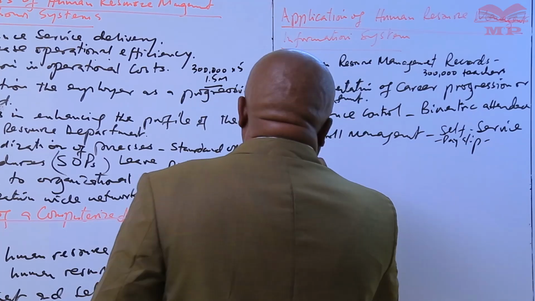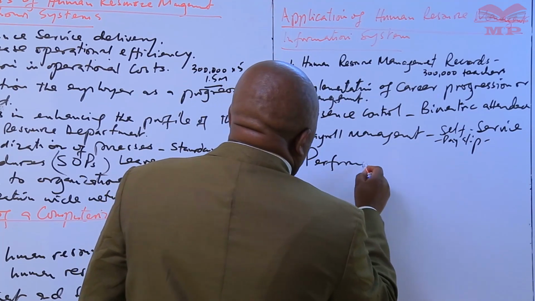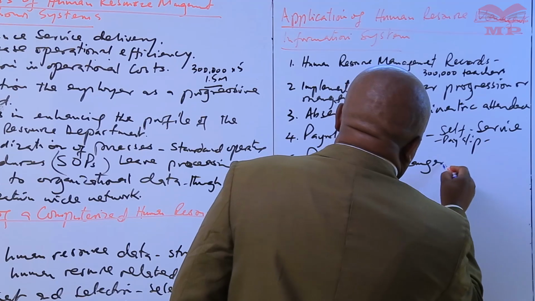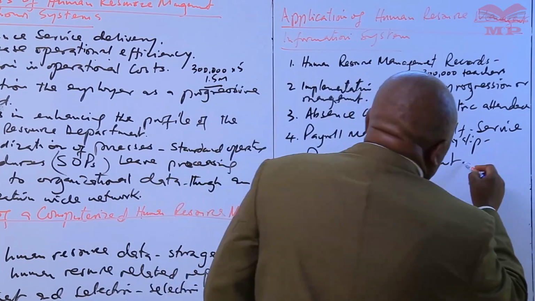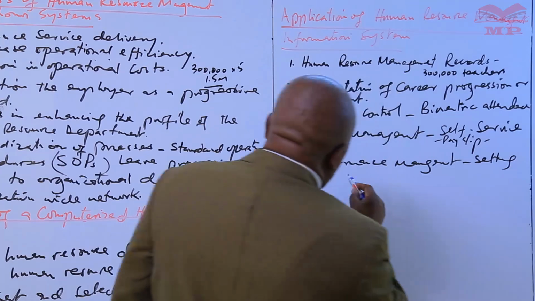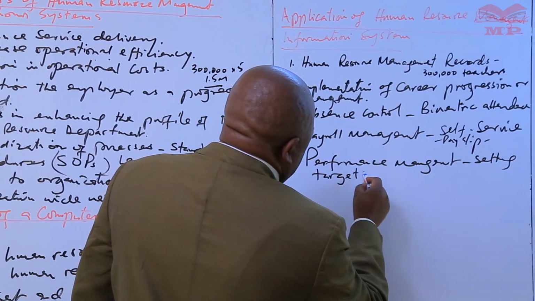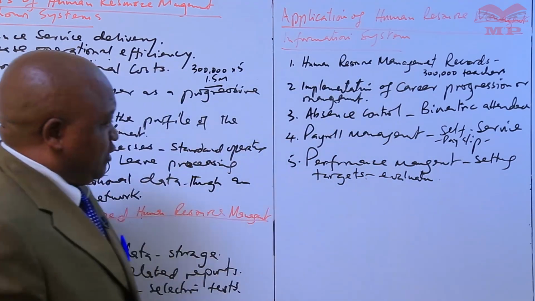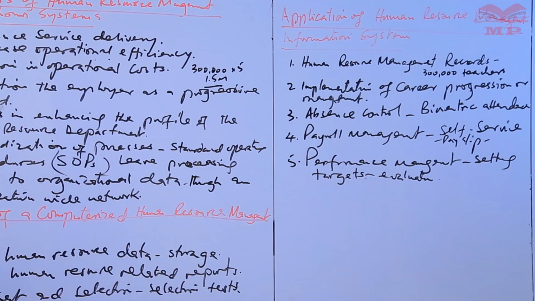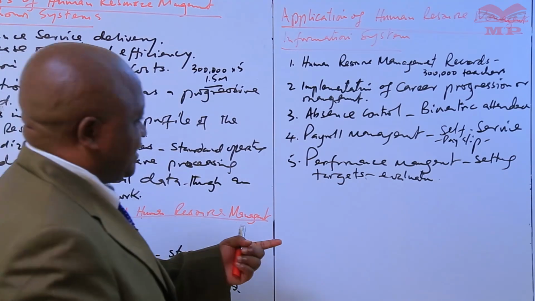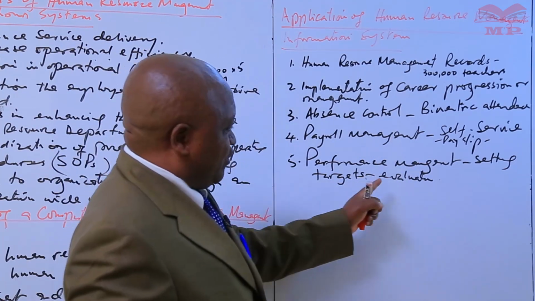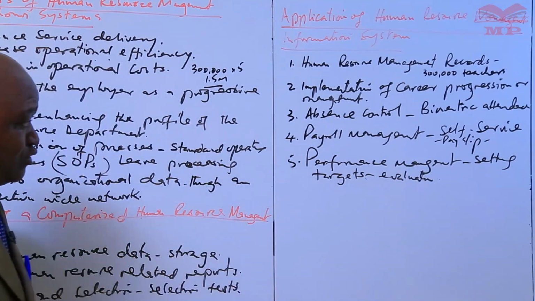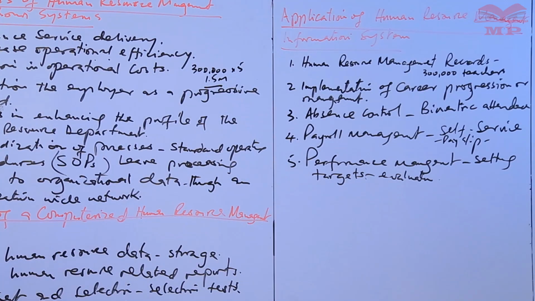Then there is also the element of performance management. Here, in terms of setting targets and also evaluation, within the system the supervisor and the subordinate can set performance management standards. When it comes to the evaluation, it can also be done through the system. So that again becomes an area where an organization can use the human resource management information system.